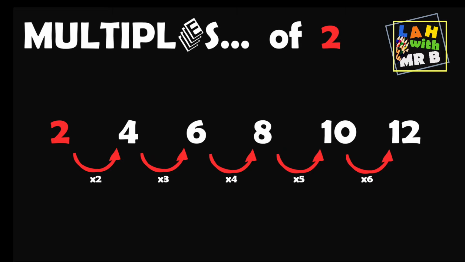Here we have the multiples of 2. 1 times 2 is 2. When you multiply it by 2, you get 4. By 3, you get 6. By 4, 8. By 5, 10. And 6 times is 12.